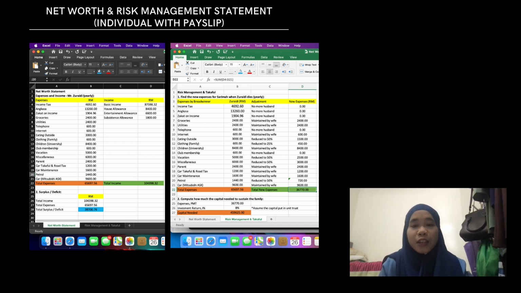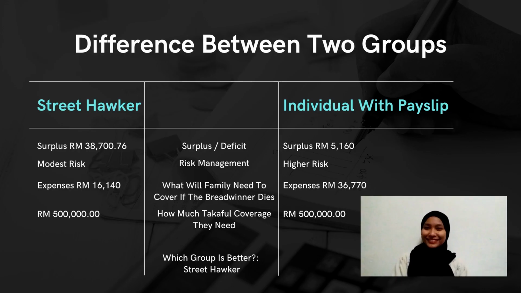We recommend Mr. Zuraidi purchase a takaful plan for himself and also for his family, in order to give facilities and returns that are desirable in the case of his death in the future.